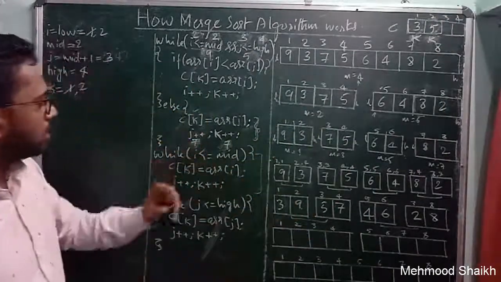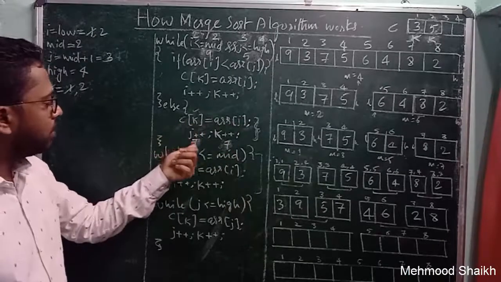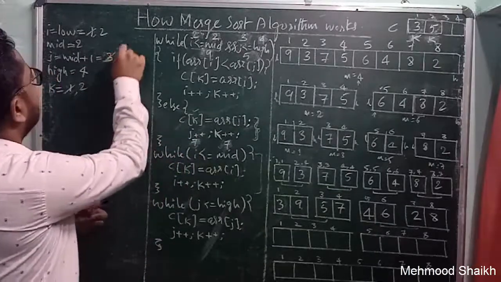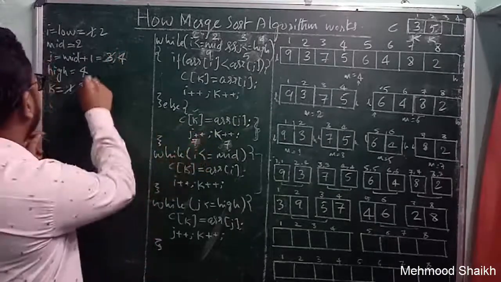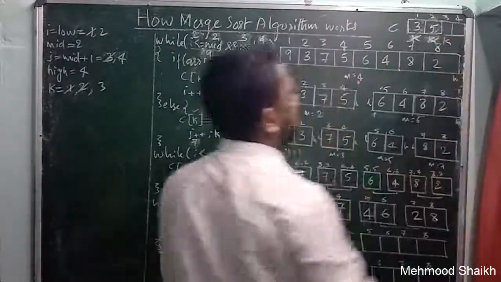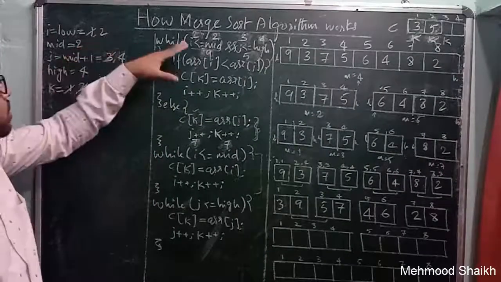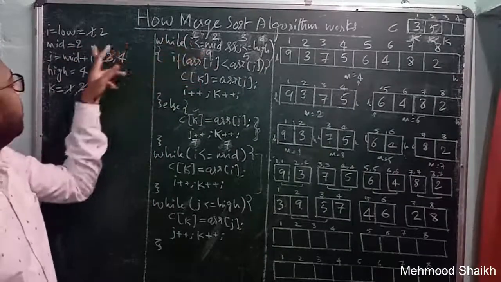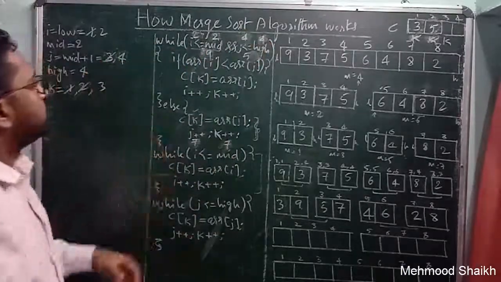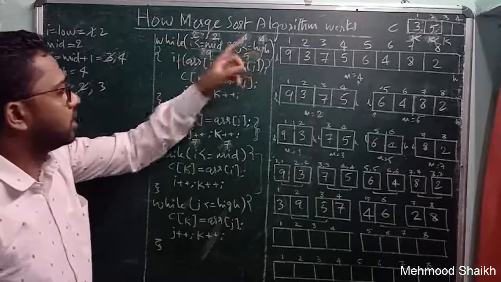When we pass the element 5 to the second index of the C array, we have to increment j. So j gets incremented and k gets incremented. Now k will come here. Next we need to apply these values here. Now i will be 2 and mid will be 2, j will be 4 and high will be 4. So both of these conditions are satisfied: 2 is less than or equal to 2 and 4 is less than or equal to 4.